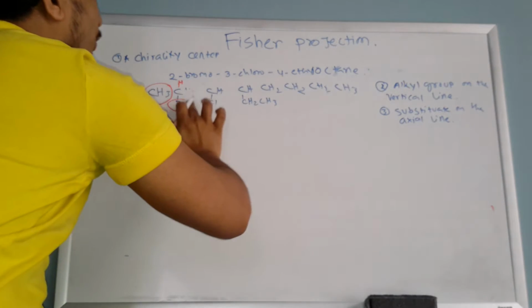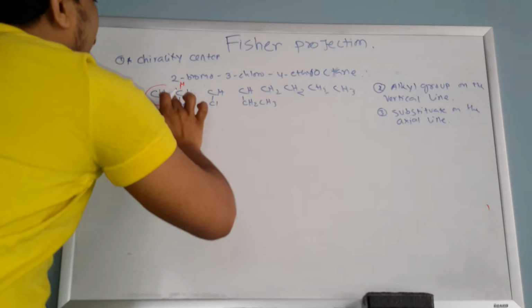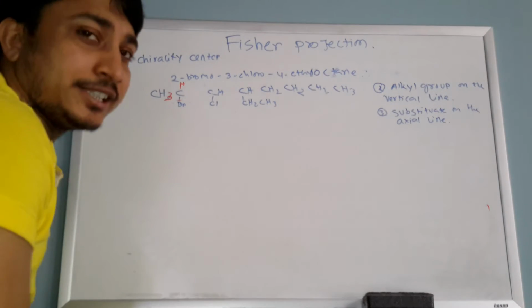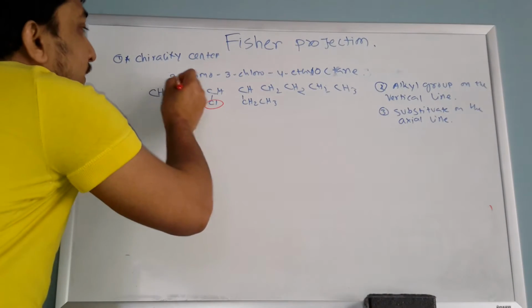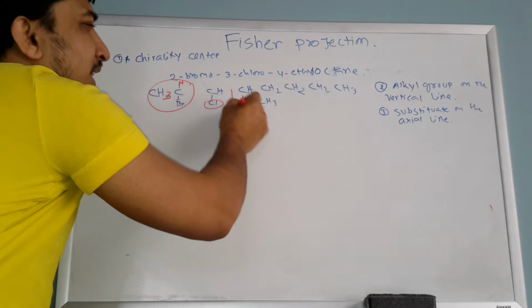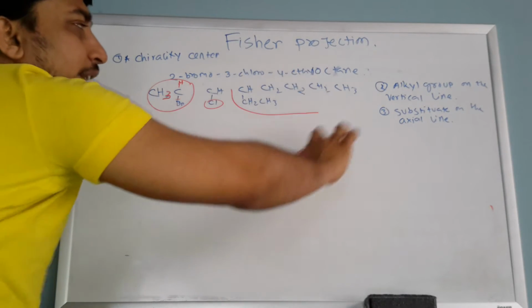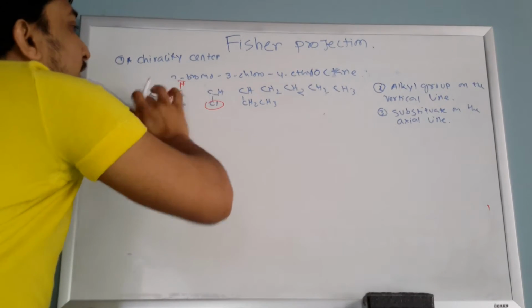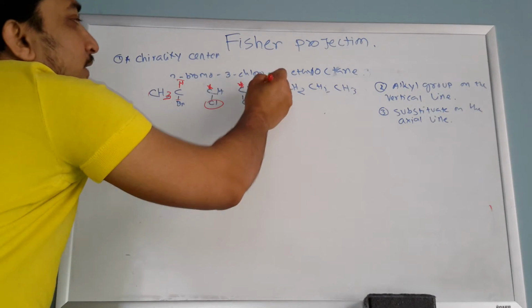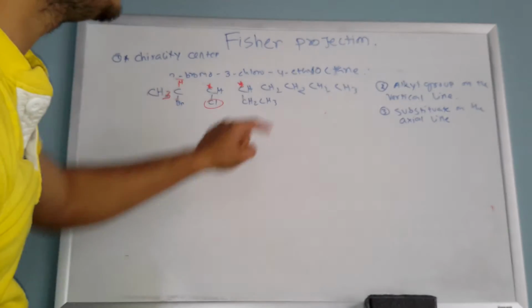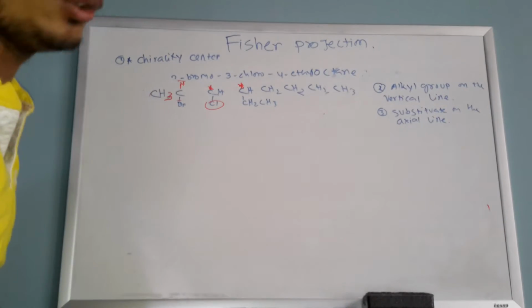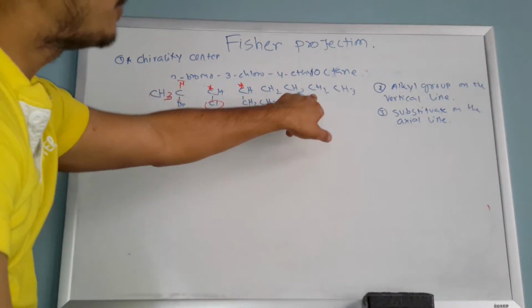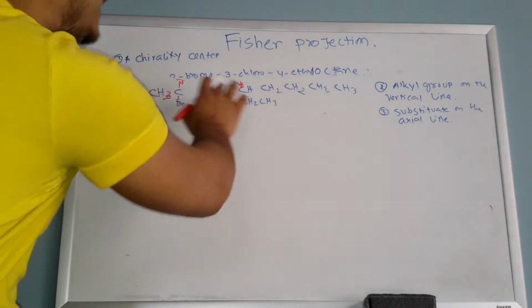4 different bonds make a chirality center. Right now this carbon is also a chirality center. How? Chlorine is one group, then this side is one bond, this entire thing is one bond. So that's why it is also a chirality center. Same thing for this one, a chirality center. This one is not a chirality center. Why? This carbon has 2 hydrogens, the same kind of bond. That's why no chirality center. This carbon also has 2 hydrogens. That's why no chirality center. This carbon, that carbon, no chirality center. Only 3 chirality centers here.